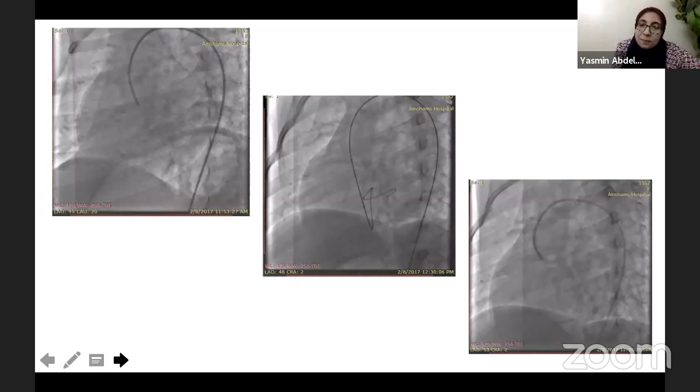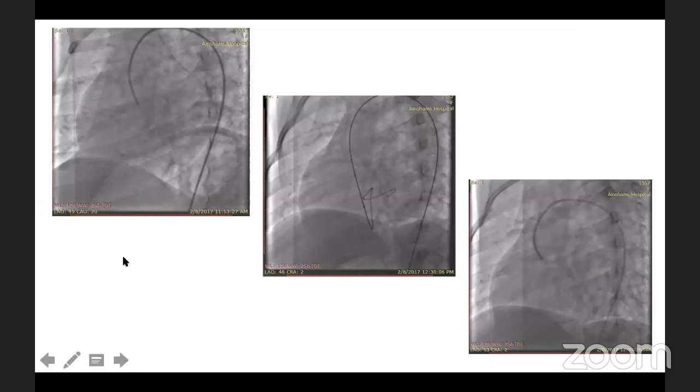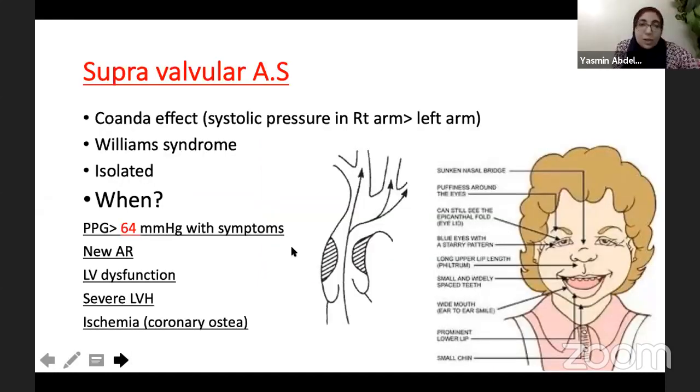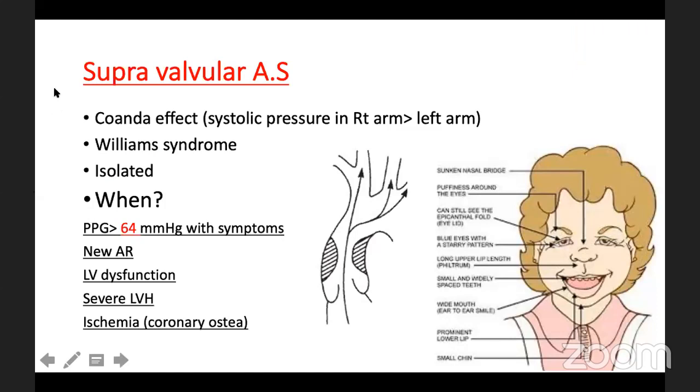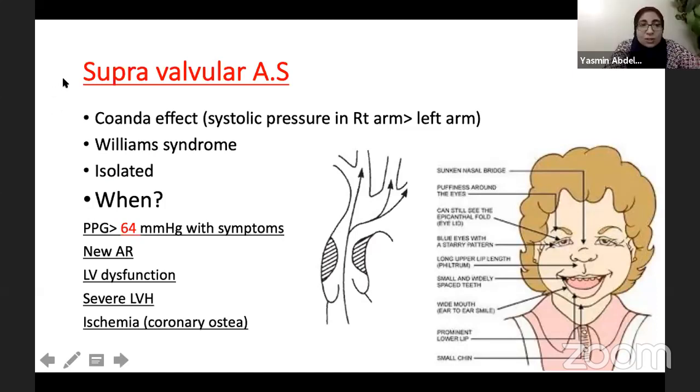Okay, thank you. Shall I move to the next slide? Yes, please. Lastly, I will talk about supravalvular aortic stenosis. It has the same clinical symptoms and signs as the previous levels of aortic stenosis, yet one of the most specific signs of supravalvular aortic stenosis is the Coanda effect. What is the Coanda effect?